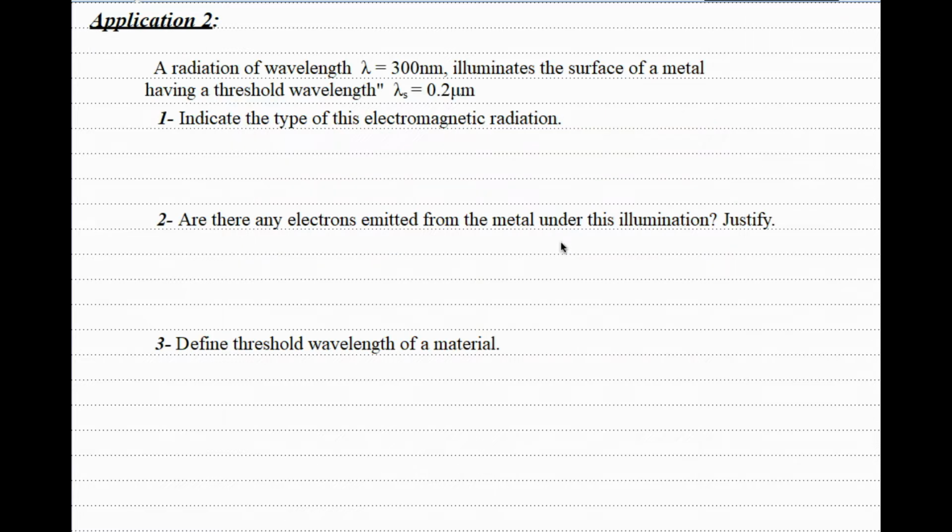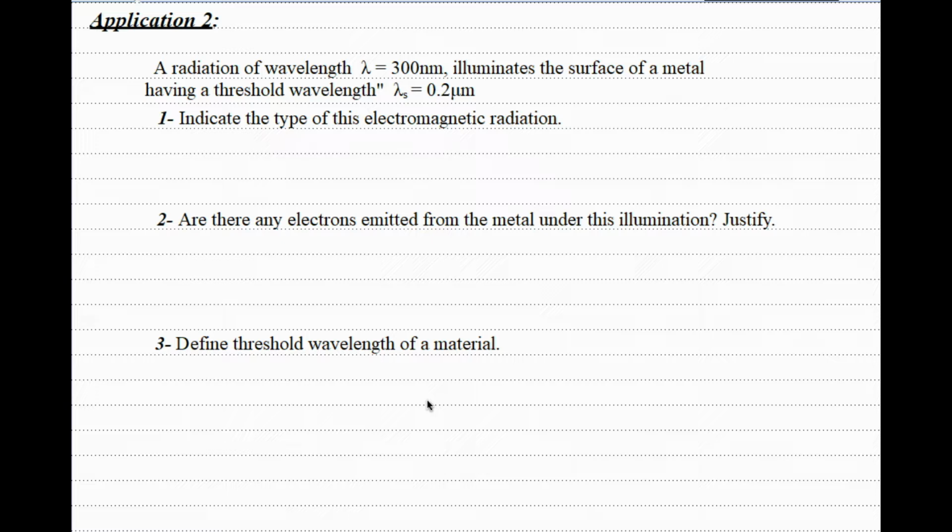Let's go solve an application about this. A radiation of wavelength 300 nanometers illuminates the surface of a metal having a threshold wavelength of 0.2 micrometer. So first, define threshold. If I go to 3 first. What is threshold wavelength of material? It is the value of wavelength beyond which no photoelectric effect will take place.